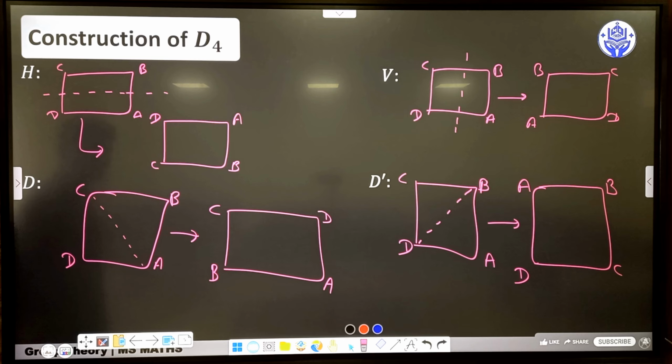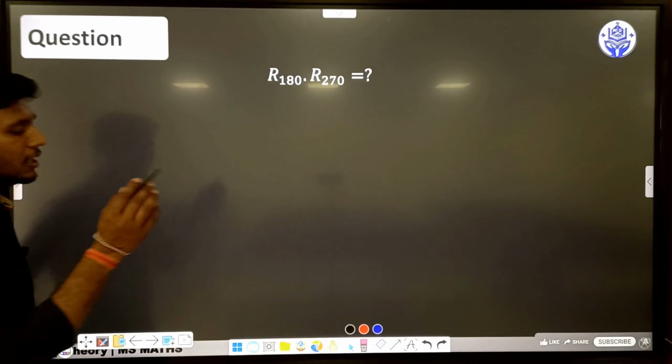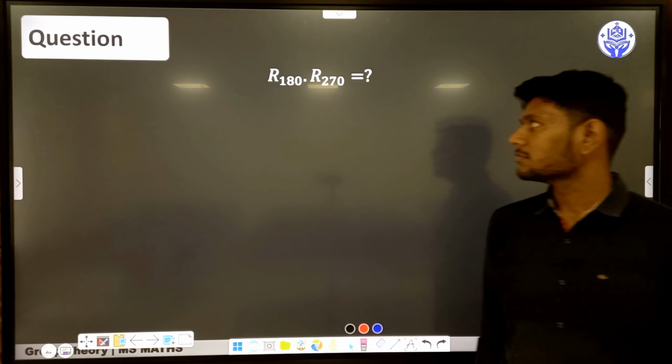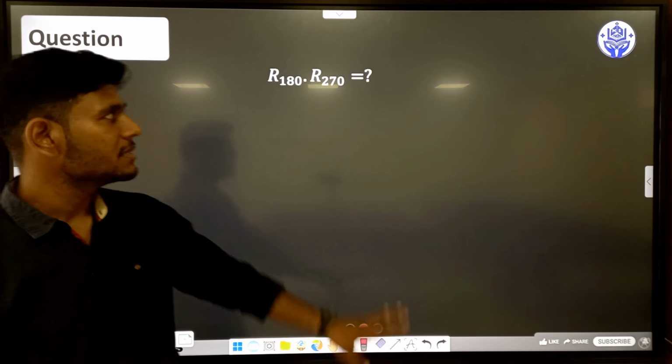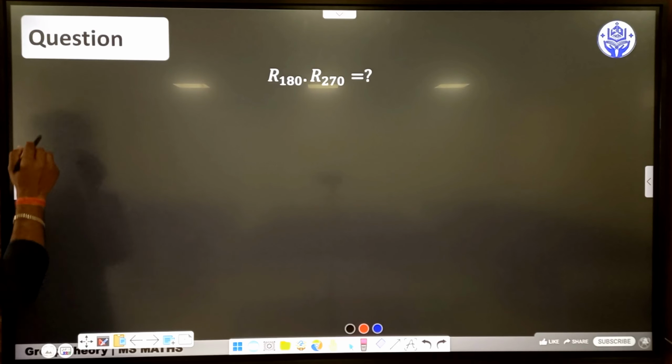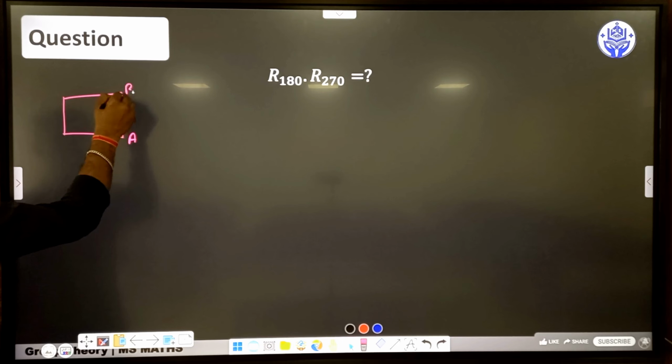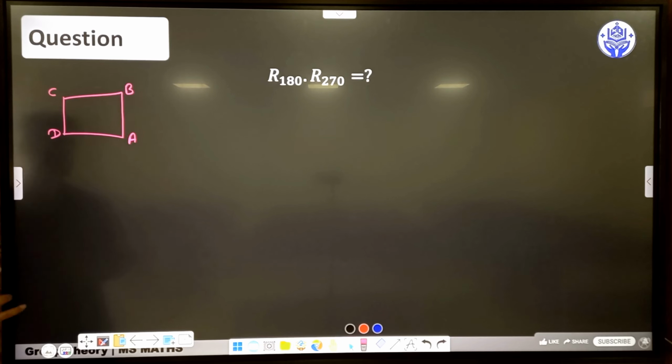Now how can we find these 4 elements? Now there are some questions related to this that we can easily solve. How can you solve this question? It is very easy. Just it is what? R180. First of all, what is R? So it is my A, B, C and D. It is my R.